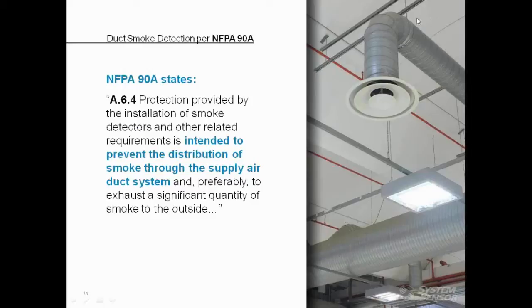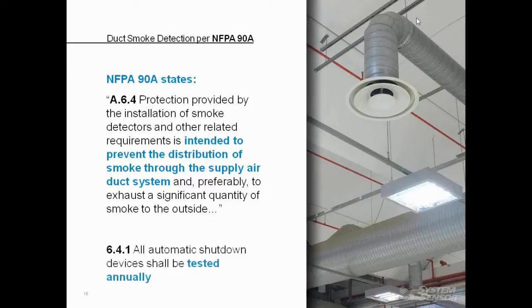First is the intent of duct smoke detectors per NFPA 90A. Here it reiterates the same reasoning as the International Mechanical Code, that the main purpose for the installation of duct smoke detectors is to prevent the distribution of toxic smoke and gases from spreading throughout a building via the HVAC system. The preference here is that the smoke not only be prevented from spreading through the supply air side, but that the system also exhausts as much smoke as possible to the outside of the building.